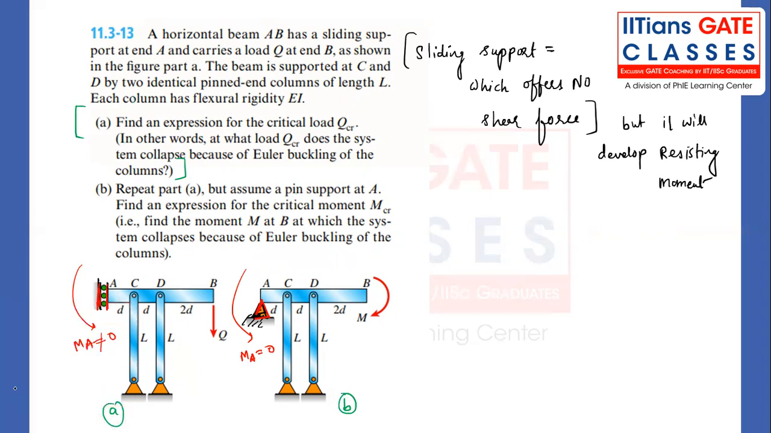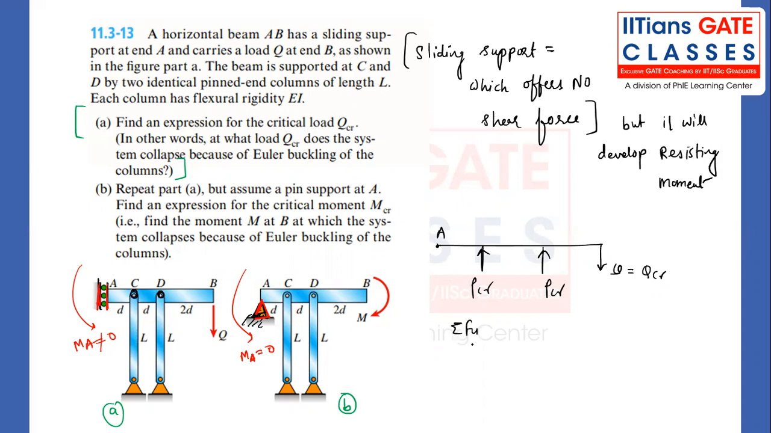For the A part, on the sliding support we are applying some load Q. They are asking what the Q critical value is when the columns will buckle. You tell me, when Q will be just equal to QCR, the load in each member will be equal to PCR. Why am I writing equal PCR? Because both are made of the same material, same diameter, same geometry, same length, same pin connection. Here also pin connection, here also pin connection, right?